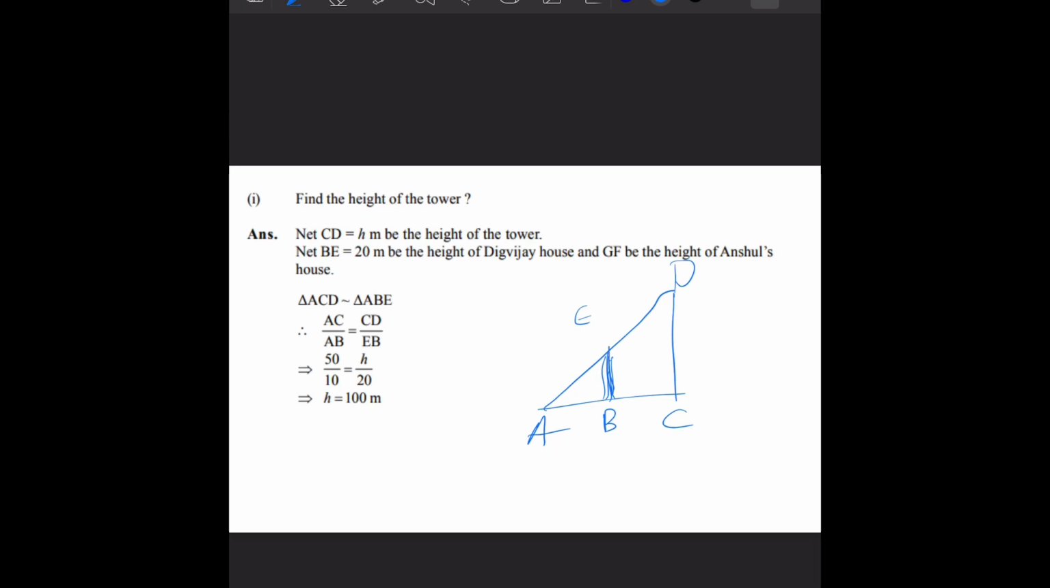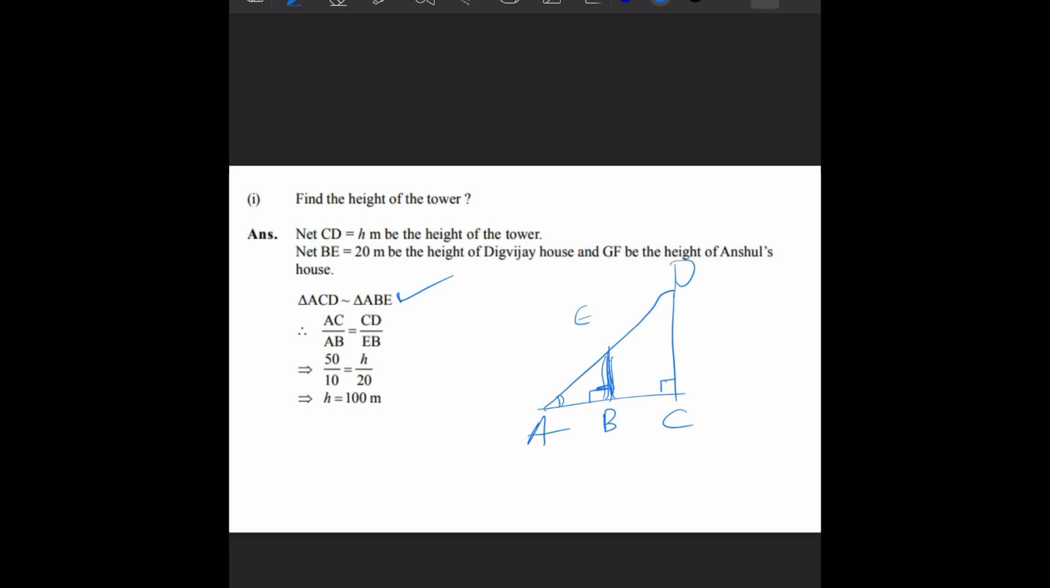The triangles are similar. How are the triangles similar? This is 90 degrees, this is 90 degrees, and this is a common angle. The triangles are similar, so the sides are in proportion. AC upon AB is equal to CD upon EB. What is the value of AC? AC is total 50. What is AB? 10. CD is what? Height of the tower, that is H.